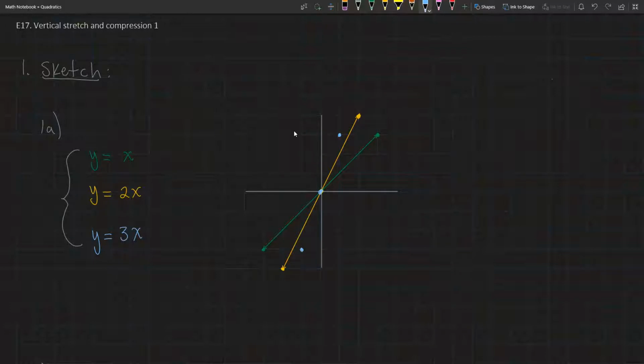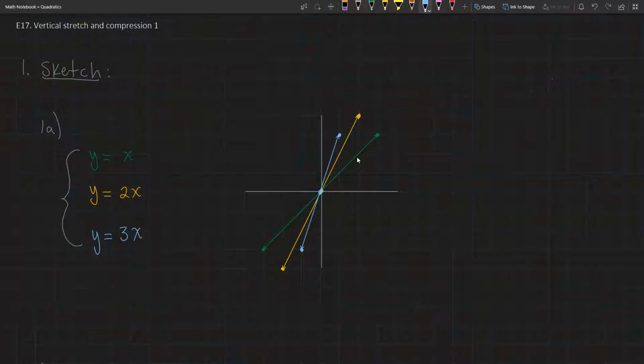All right, and is that what you expected this system of equations was going to look like? What is happening as the slope becomes a larger number, like 2 or 3 or 4x or 5x? It's going to become steeper. Hopefully you can visualize that. That's the main idea here.